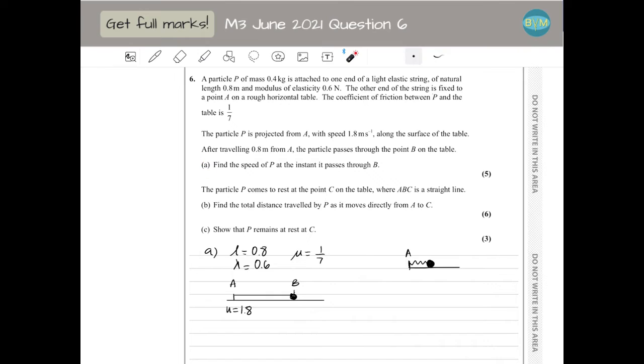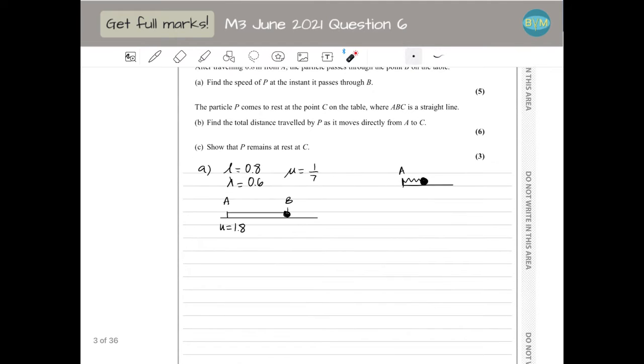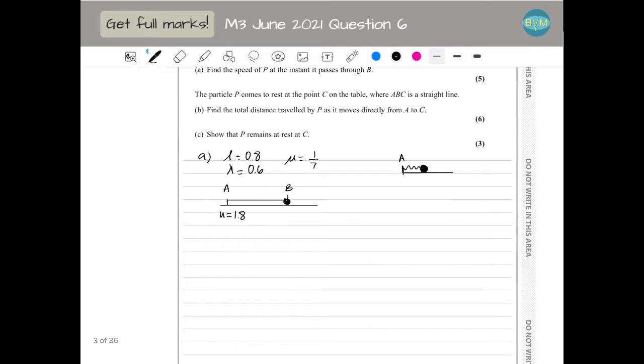They ask, first thing, find the speed of P at the instant it passes through B. So they are asking us the velocity here. There are two ways of doing it, at least. One is SUVAT, because in this bit I don't have any elastic energy, so that means that the acceleration is going to be constant. And the other way is with the work energy principle. I'm going to use SUVAT because I think it's simpler, but it's really up to you.